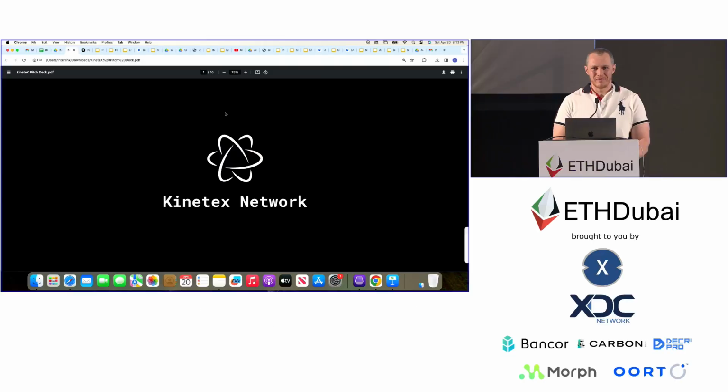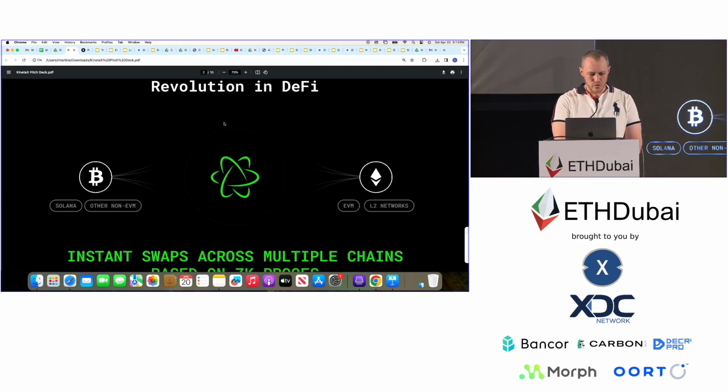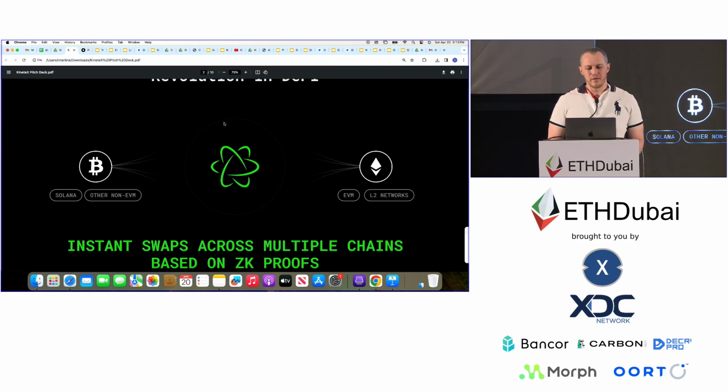Hi everyone, my name is Tagan. I'm the co-founder of Kinetics Network, and today I would like to talk about Intents. It's a revolution in DeFi, and we can build instant swaps across multiple networks, and it's based on ZK proofs. We created the first decentralized Bitcoin on a ZK platform of Saxent Labs.